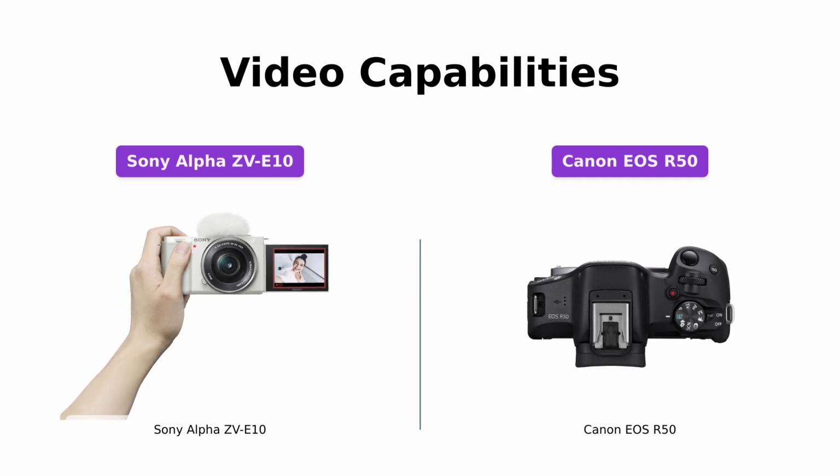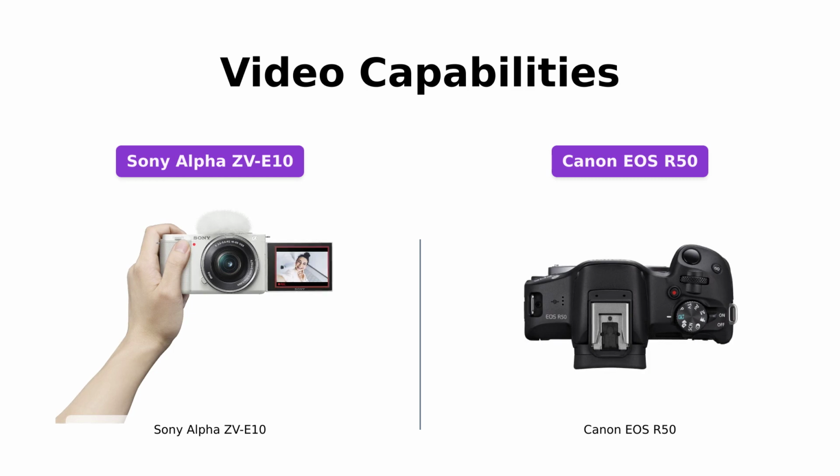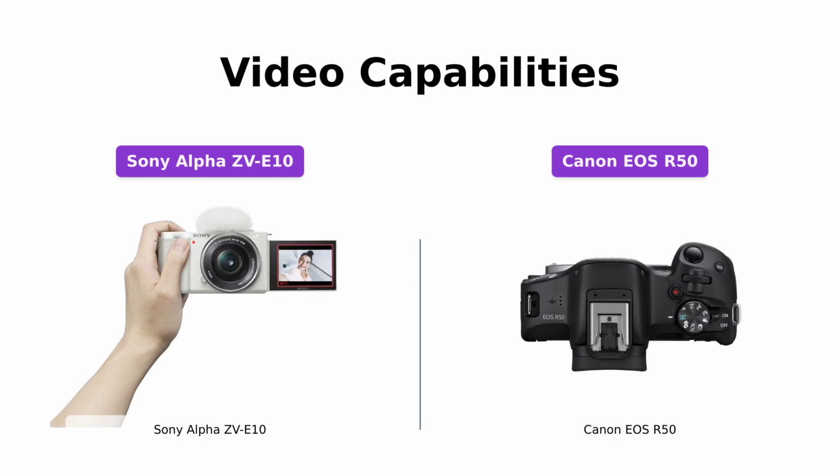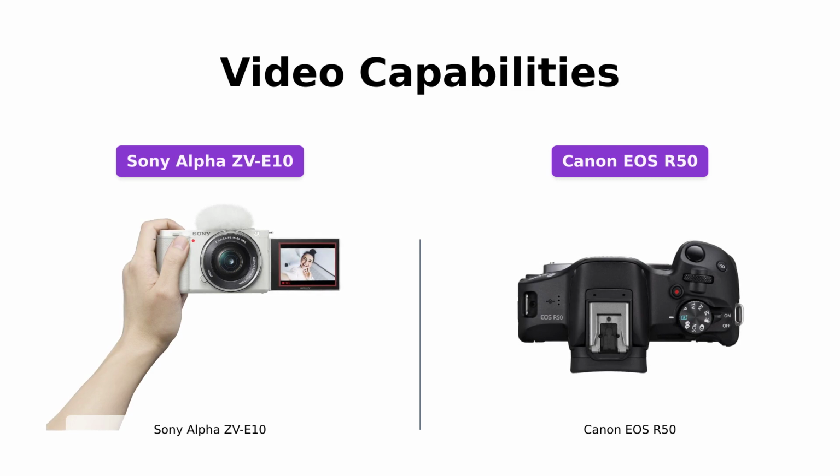On the other hand, the Canon EOS R50 provides 4K uncropped movie recording at up to 30 FPS, thanks to dual-pixel CMOS AF technology. Additionally, it offers a close-up demo mode that helps swiftly switch focus when showcasing products. Whether you're a vlogger or a filmmaker, both cameras offer excellent video capabilities.